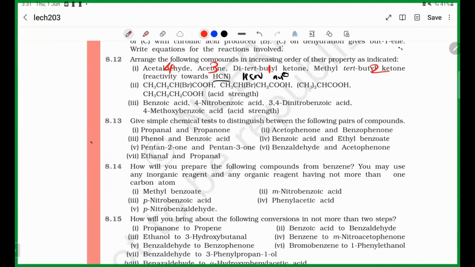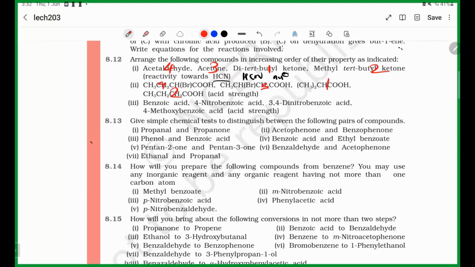Then you have acid strength. The acid strength is again characterized by the plus I group. The plus I of isopropyl is greater than the plus I of n-propyl, because the carbon atom is closer to the COOH. Similarly, if you have a bromine atom, you have a minus I effect that is stronger. So this is clearly the least acidic. Electron withdrawing groups stabilize the anion formed when the acid is dissolved in water. So this is 1, the least strong acid. This is 2, then this is 3, and this is 4.